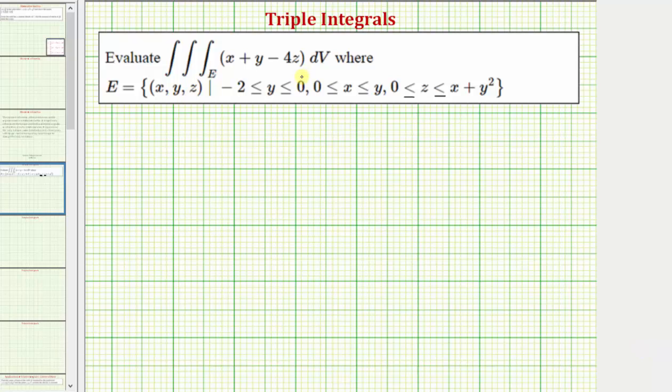We want to evaluate the triple integral over the region E, where the region E is defined here, where y is greater than or equal to -2 and less than or equal to 0, x is greater than or equal to 0 and less than or equal to y, and z is greater than or equal to 0 and less than or equal to x plus y squared. Let's first look at the region E in space.